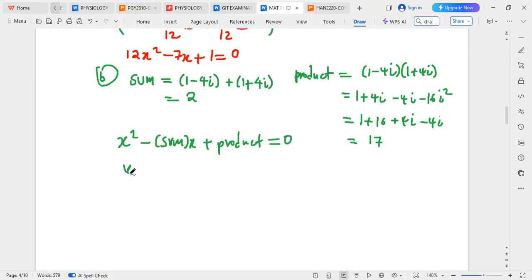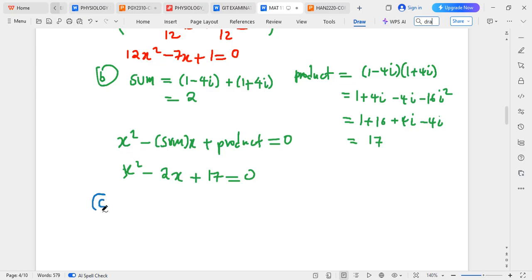So this will be x squared minus the sum. The sum here is 2, just put x. Plus the product is 17. That is going to be equal to 0. That is how you answer that one.